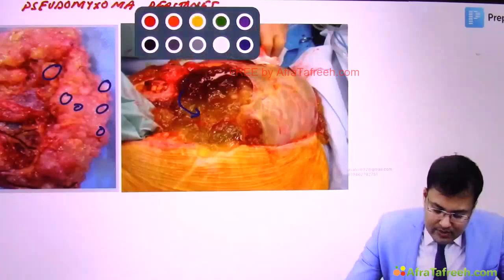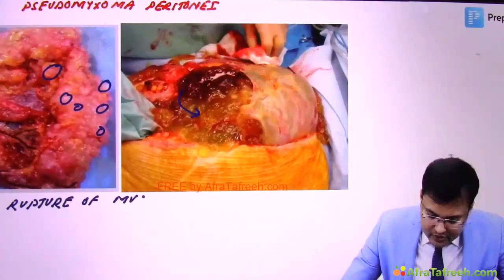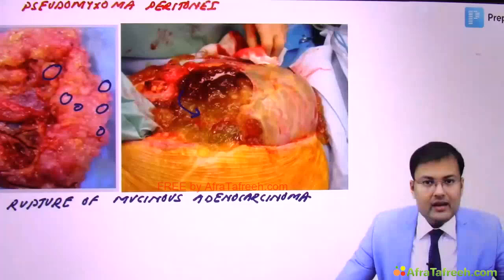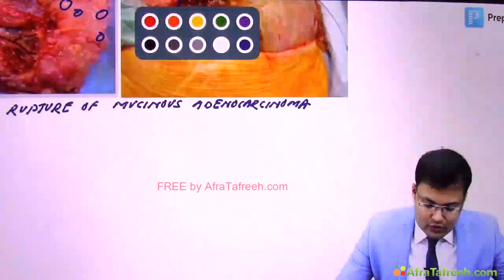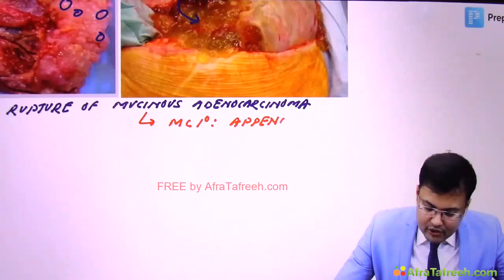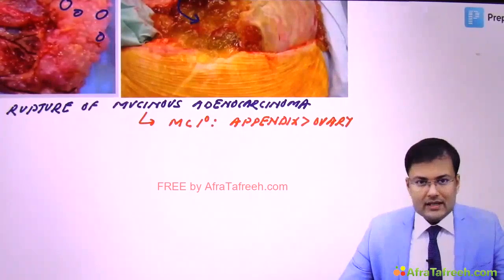So pseudomyxoma peritonei is caused by rupture of mucinous adenocarcinoma. This malignancy is producing an excessive amount of mucin. Right? And what's the most common primary? It's a famous question. The most common primary is the appendix, followed by the ovary. How to remember? The appendix is present in both males and females. That's why the most common site is the appendix.